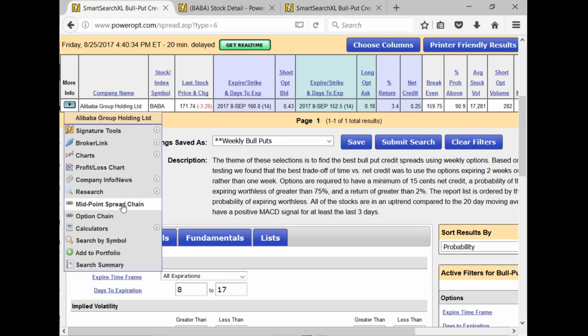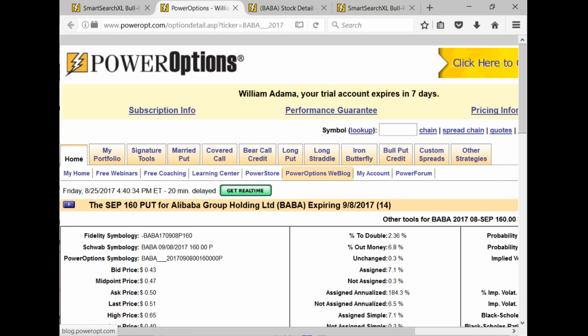I'm sorry, I wanted to go to research again. Now here's something many of you might not have seen. We're looking at a bull put credit spread search, selling a 160 put for September 8th on Alibaba. I go to research, I can go to long put or short put research. I'm going to go to short put research.